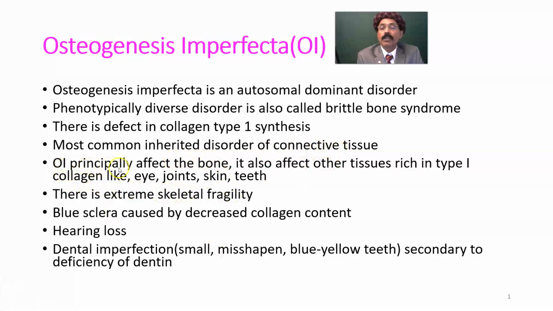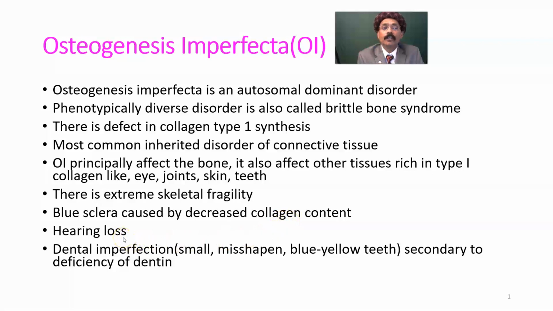Osteogenesis imperfecta principally affects the bone. It also affects other tissues rich in type 1 collagen, like the eye, joints, skin, and teeth. There is extreme skeletal fragility, and blue sclera caused by decreased collagen content.